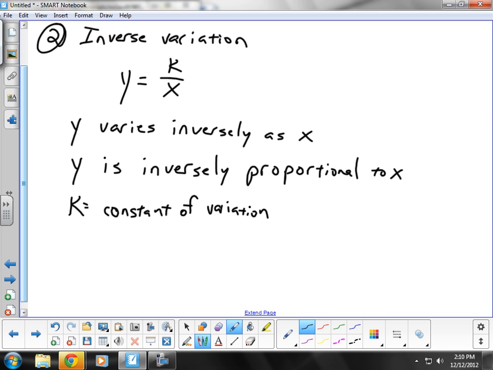Same steps apply. You're going to pull your information out, the piece of information where you got both of the parts to it, you're going to use to find k. Then you're going to take k and put it back into the equation and then use that to predict any future values. Everybody got that written down?